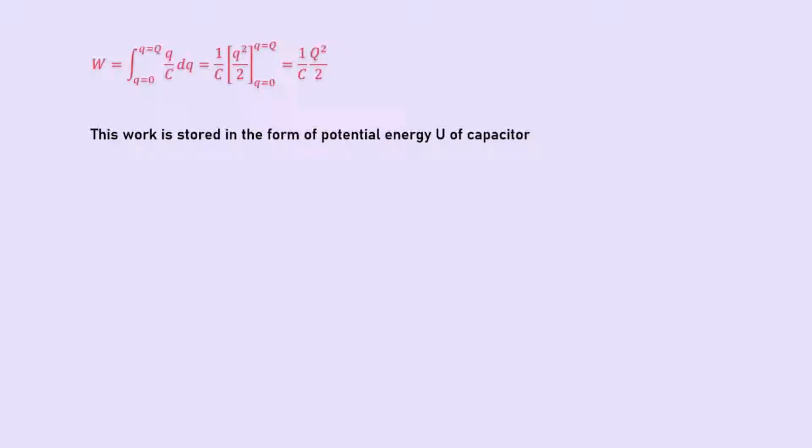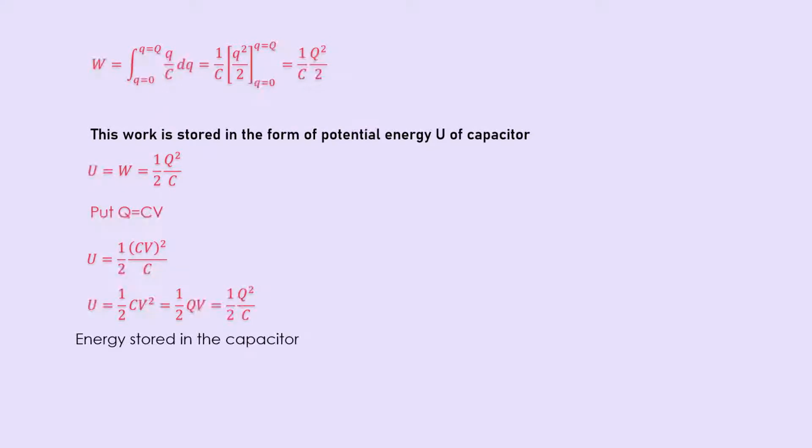This work done against the electric field will be stored in the form of potential energy. So U is equal to 1 by 2 q square by c. If we put q equal to cV, we get U equal to 1 by 2 cV square. And if we put cV equal to q, the formula becomes 1 by 2 qV. Or if we put V equal to q by c, it will become 1 by 2 q square by c. So energy stored in the capacitor is 1 by 2 q square by c.